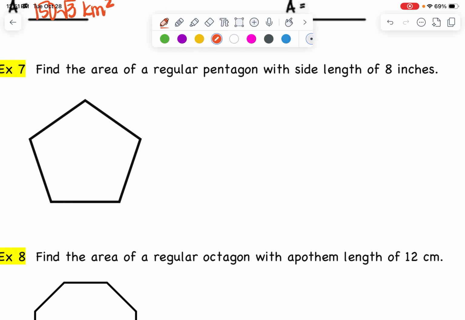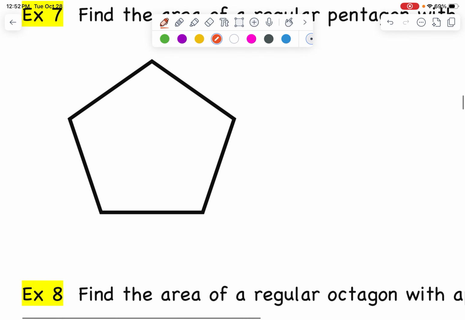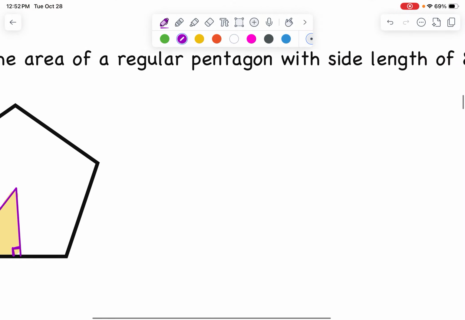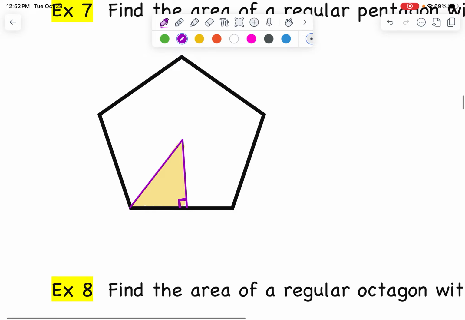Okay, here we go. Find the area of a regular pentagon with side length of 8. First thing I need to do is draw and label my right triangle down here as much as I possibly can. Okay, there we go. It says side length of 8. So if each side is 8, then this is 4. That's all I know.